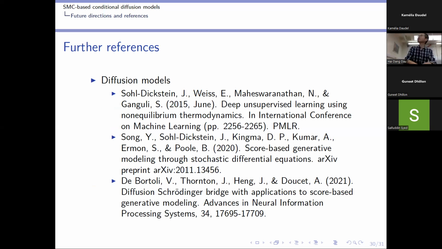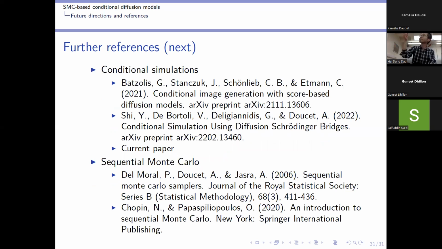Okay, so some further references for this. Well, you have classical references for diffusion models, references for conditional simulations, and references for sequential Monte Carlo methods. All right, so thank you for your attention.